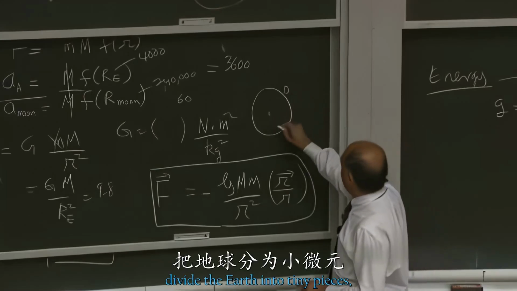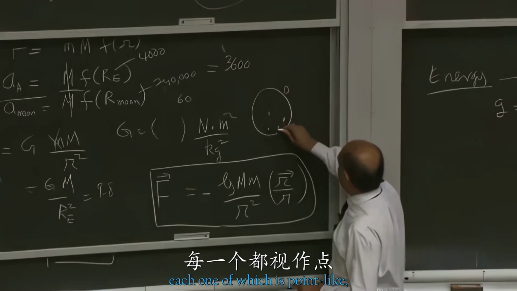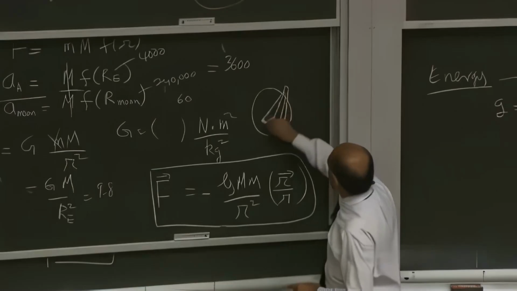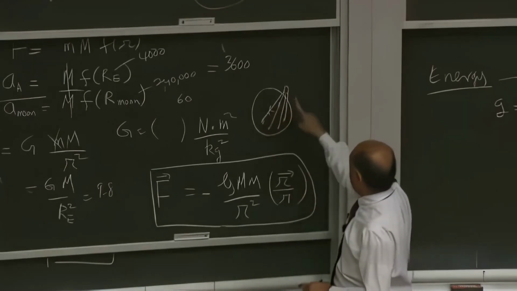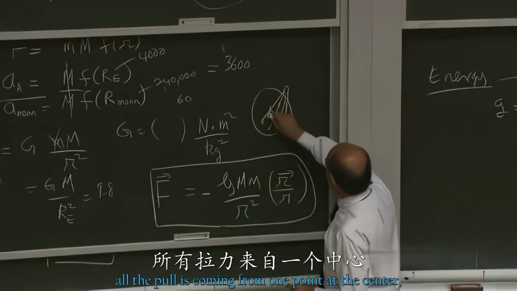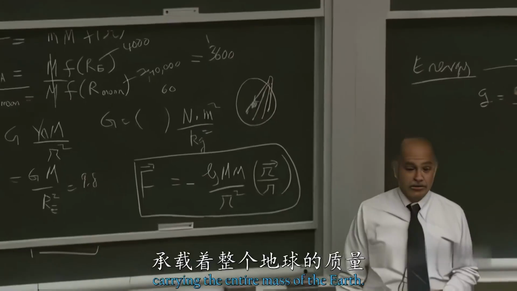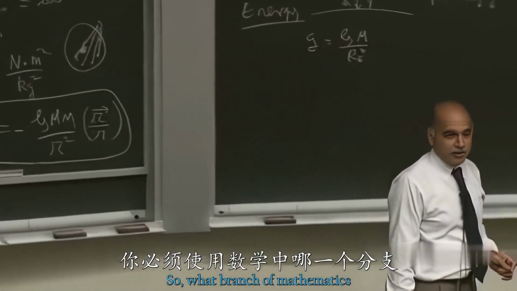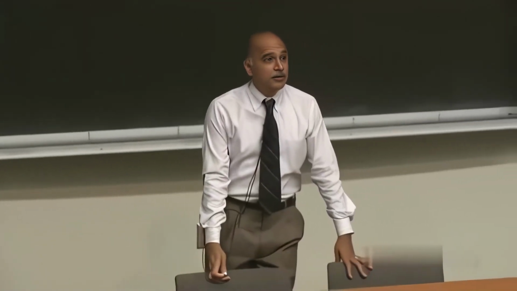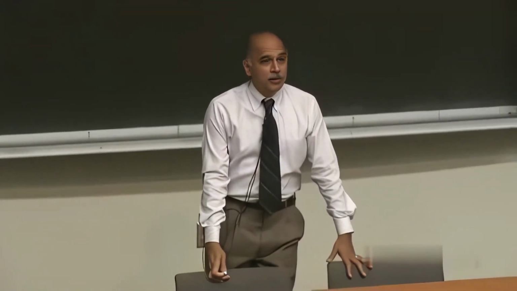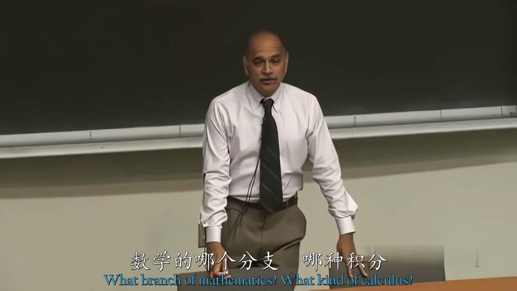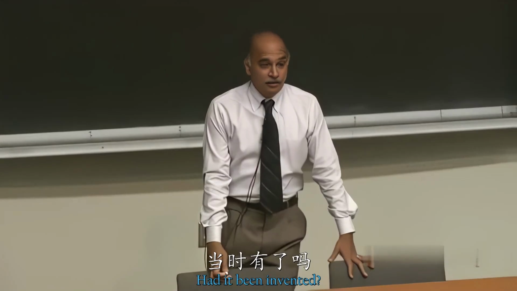So what you really should do is divide the Earth into tiny pieces, each one of which is point-like. Find the force from each chunk of the Earth using this law and add it up. And if you're lucky, it will look as if all the pull is coming from one point at the center, carrying the entire mass of the Earth. So what branch of mathematics do you have to use to get that result? Yes? What branch of mathematics? What kind of calculus? Had it been invented?